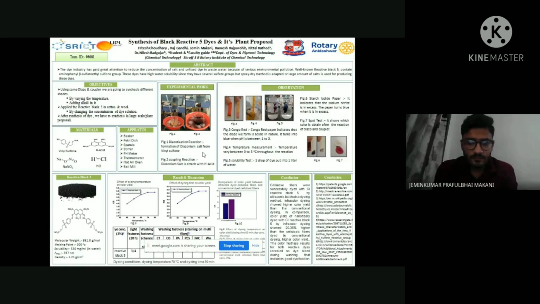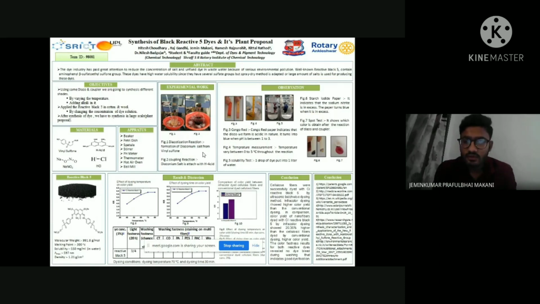Figure 3, testing of pH using Congo red paper, where the paper turns blue when pH is 1 to 3. After that, in figure 4, temperature measurement. In that, throughout the operation we have to maintain the temperature between 0 to 5 degrees Celsius.